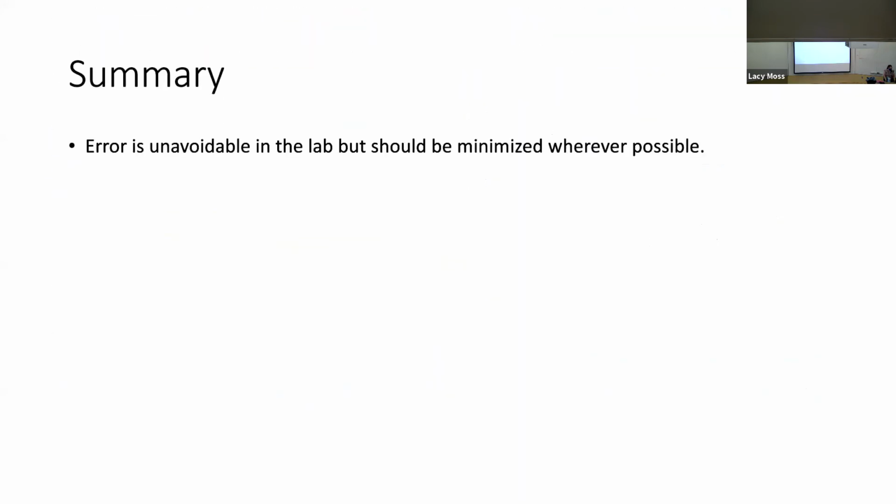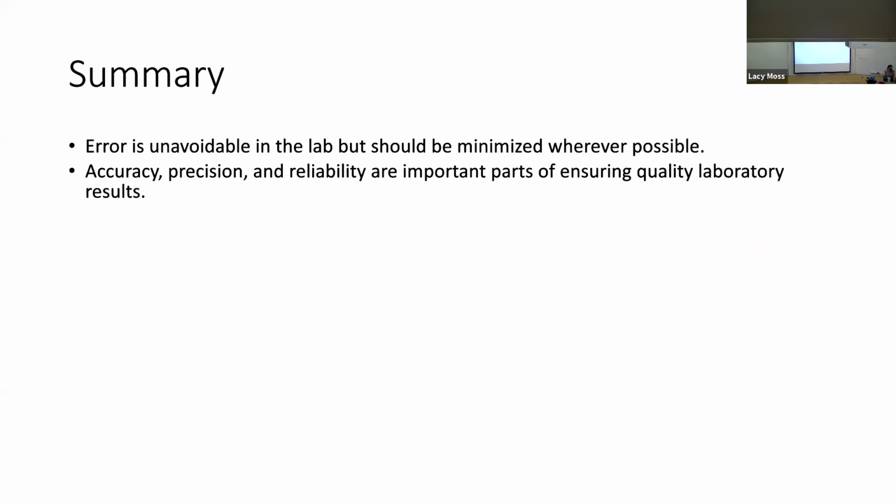All right, so in summary, error is unavoidable. And there will be more information about QC stuff in the actual dry lab you're doing today. So make sure you read the actual stuff I wrote. It's informative. Don't just ignore it. So error is unavoidable in the lab, but should be minimized wherever possible. Accuracy, precision, and reliability are important parts of ensuring quality laboratory results.